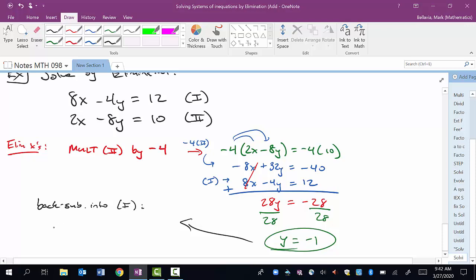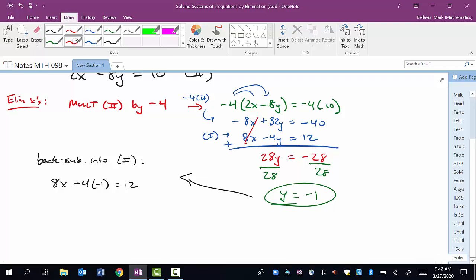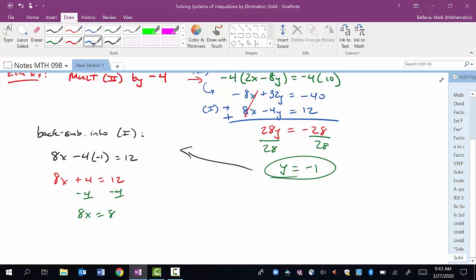So I have 8x minus 4 times y, which I now know is negative 1, equals 12. Simplifying this, I end up with 8x, negative 4 times negative 1 is a positive 4, equals 12. And then we'll subtract 4 from each side to isolate the x term. So you get 8x equals 8. And then you're going to divide by 8, divide by 8. End up with x equals 1.